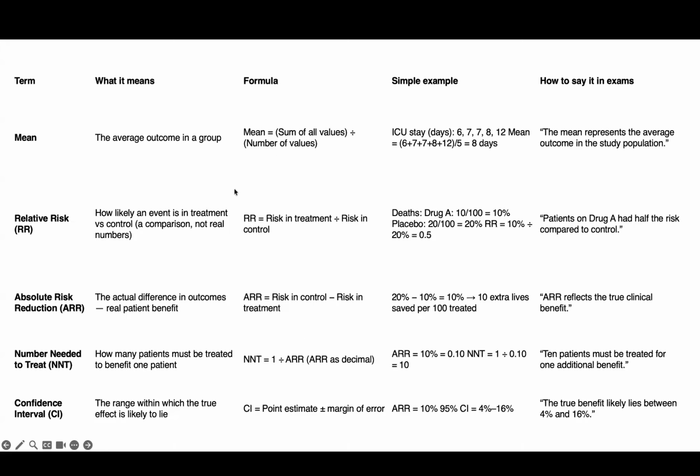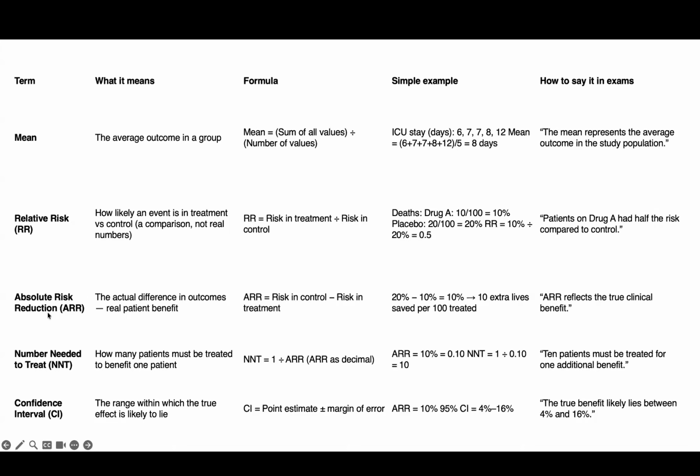So I have discussed about mean. Relative risk is how likely an event is in treatment versus control. So the risk in treatment divided by the risk in control. That is, deaths due to drug A is 10 by 100, that is 10%, whereas placebo is around 20%. Then the relative risk is 10% by 20%, that is 0.5. So what you tell in the exams is patients on drug A had half the risk compared to control. So that is the way you need to interpret the relative risk.